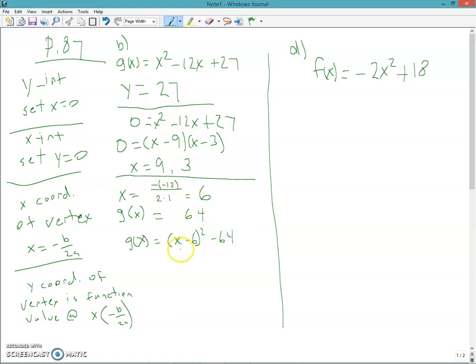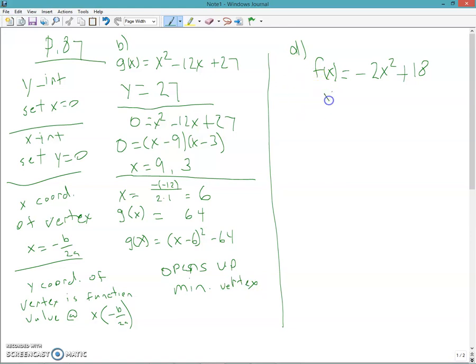Well, we know our vertex is at (6, negative 64), and because the leading coefficient in this quadratic is positive, we know that it opens up and the vertex is a minimum. Alright, what about over here?